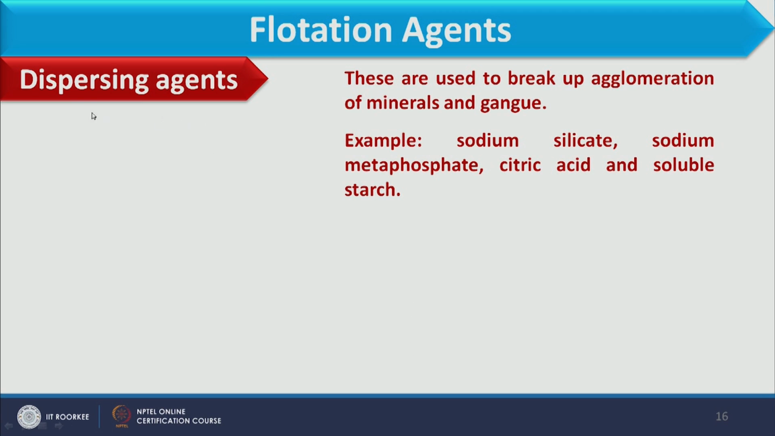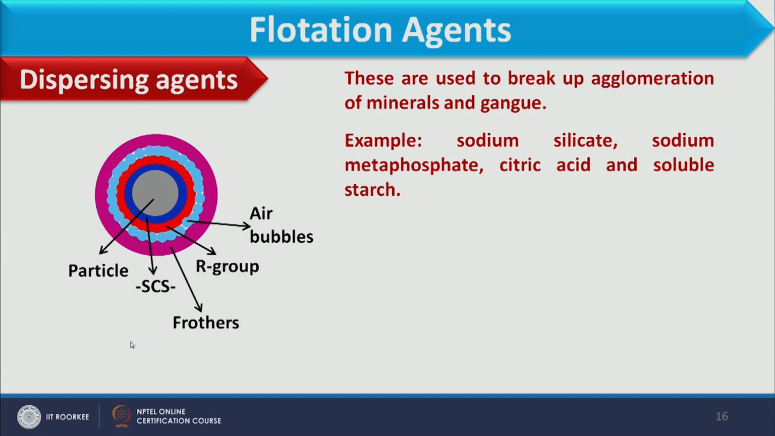Another agent is the dispersing agent. These are used to break up agglomeration of minerals and gangue. Examples: sodium silicate, sodium metaphosphate, citric acid and soluble starch. These are the dispersing agents.